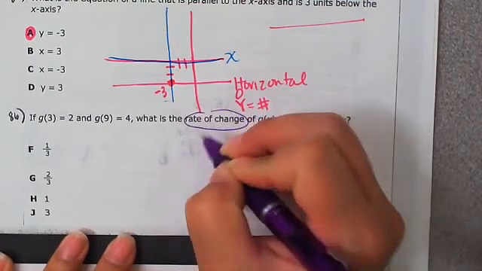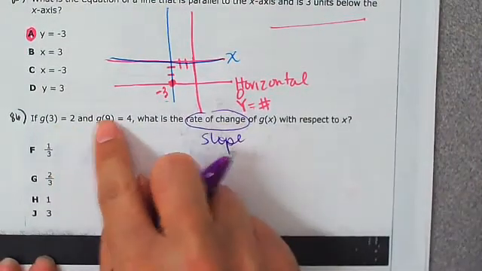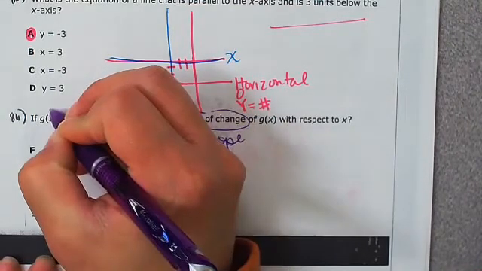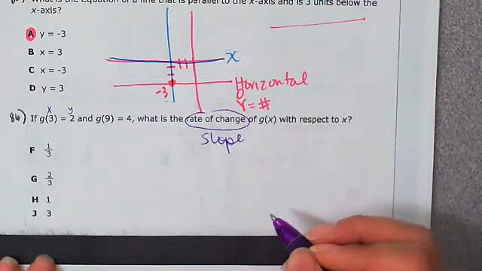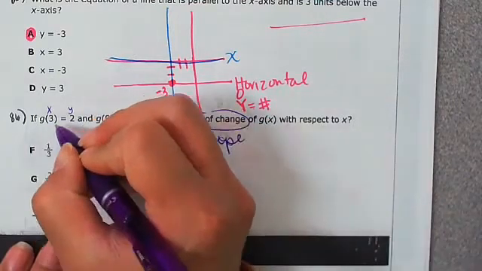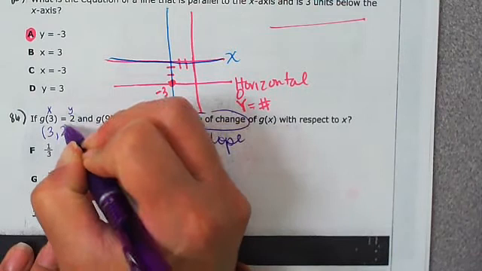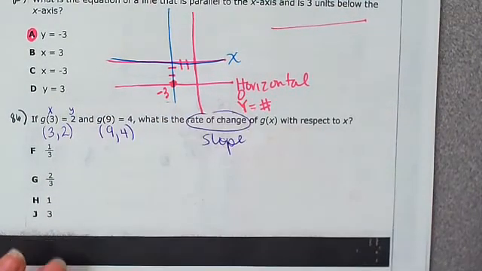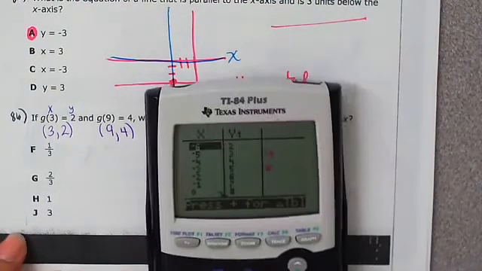86. What is the rate of change? Oh, rate of change means slope. So that means that these fancy little things really represent ordered pairs. Remember that the numbers inside are your x's and the numbers on the outside are the y's, the answers. So g of 3 equals 2 is just fancy for the ordered pair 3, 2. And this one's fancy for the ordered pair 9, 4.